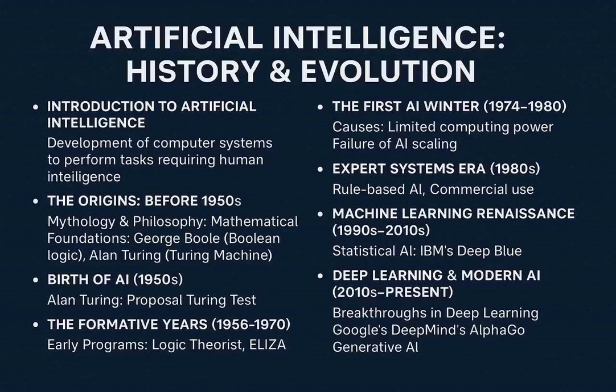8. Deep Learning and Modern AI, 2010s to present. Breakthroughs in deep learning. Use of artificial neural networks, especially deep neural networks. ImageNet, 2012, AlexNet's success in image recognition. Major events. Google DeepMind's AlphaGo defeats Go champion, 2016. Generative AI, rise of GPT models, ChatGPT, DALL-E, etc. Applications. Healthcare, autonomous vehicles, finance, virtual assistants, robotics, and creative industries.